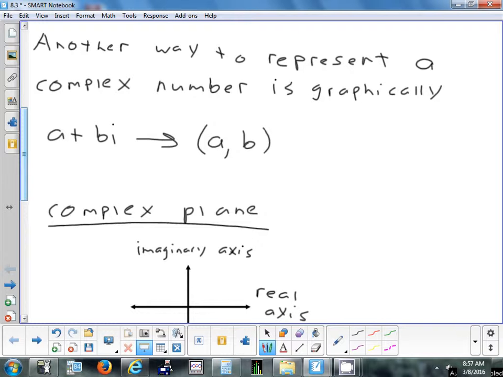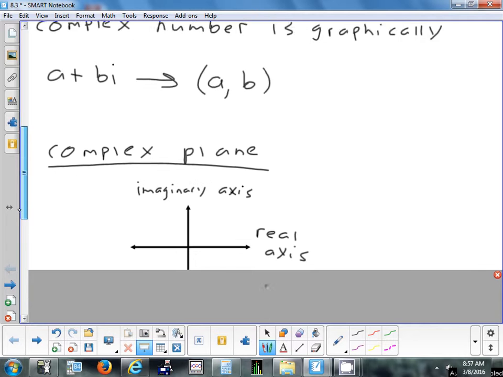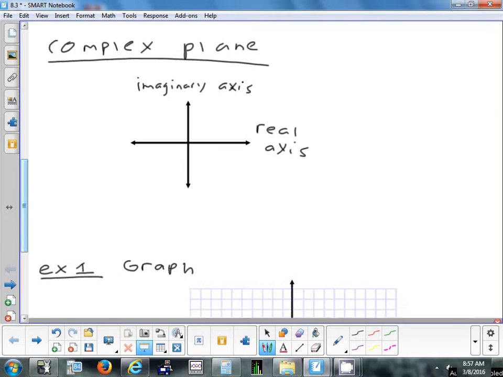We graph the real part on the horizontal. We call that the real axis. And we graph the imaginary part on the vertical. That's the imaginary axis. The directions are exactly the same as what you're used to. Positive is up, negative is down. On the real axis, positive is to the right, negative is to the left. We'll practice with me giving you some complex numbers and we'll graph them. Does everybody have that diagram? Real and imaginary axis?